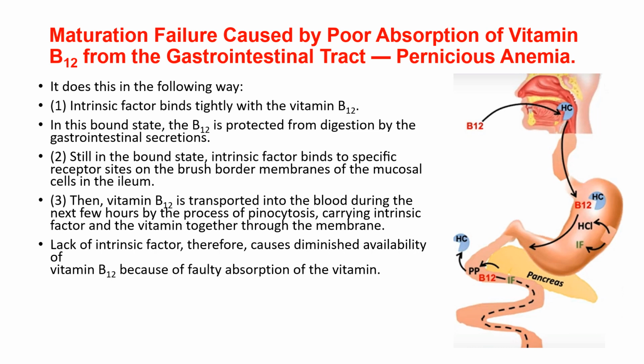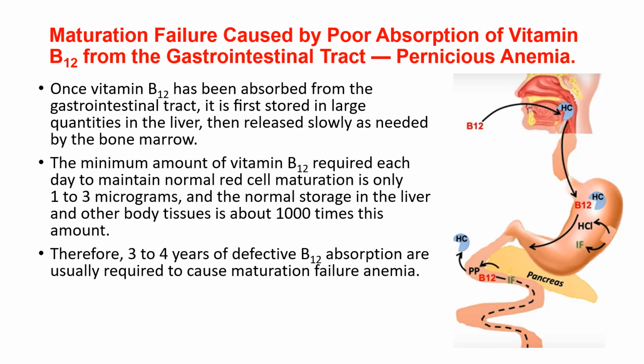It does this in the following way. 1. Intrinsic factor binds tightly with the vitamin B12. In this bound state, the B12 is protected from digestion by the gastrointestinal secretions. 2. Still in the bound state, intrinsic factor binds to specific receptor sites on the brush border membranes of the mucosal cells in the ileum. 3. Then, vitamin B12 is transported into the blood during the next few hours by the process of pinocytosis, carrying intrinsic factor and the vitamin together through the membrane. Lack of intrinsic factor, therefore, causes diminished availability of vitamin B12 because of faulty absorption of the vitamin.